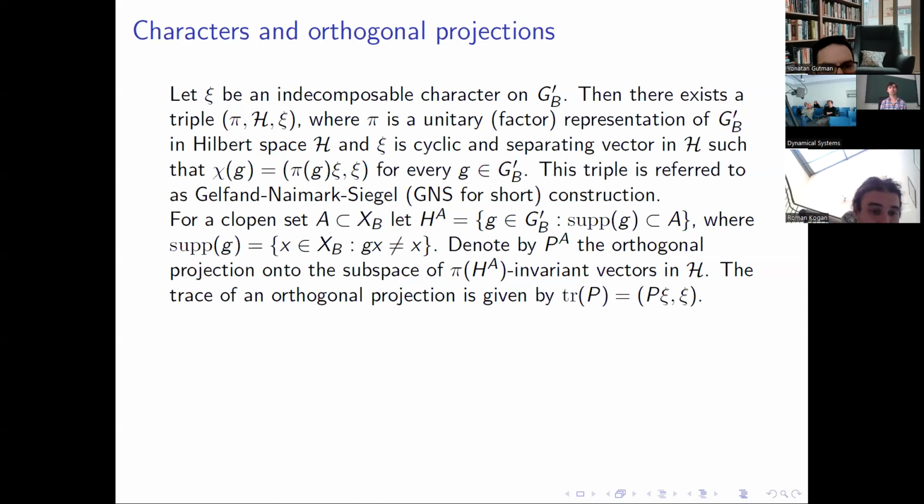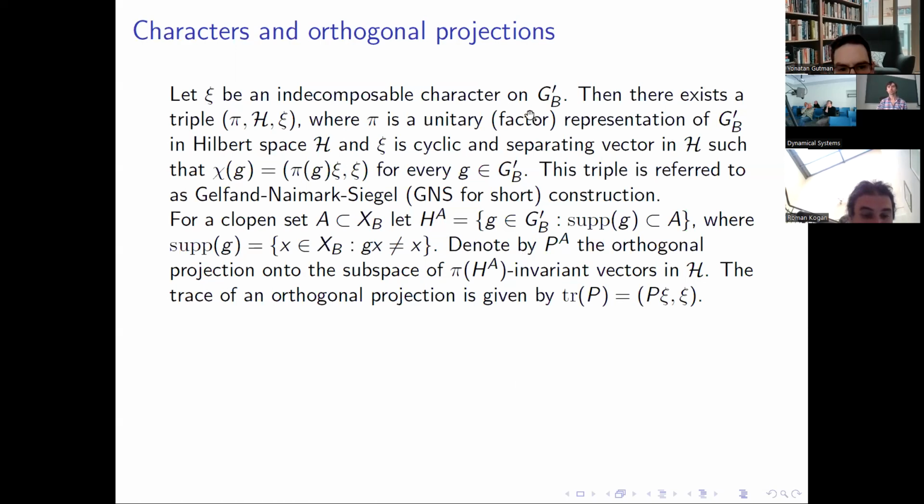Now we want somehow to see geometric sets inside our representation. So for that we define, for each open set A, a subgroup H_A of elements supported in this set. And we introduce the orthogonal projection onto the subspace of vectors in the Hilbert space which are invariant under the action of H_A.